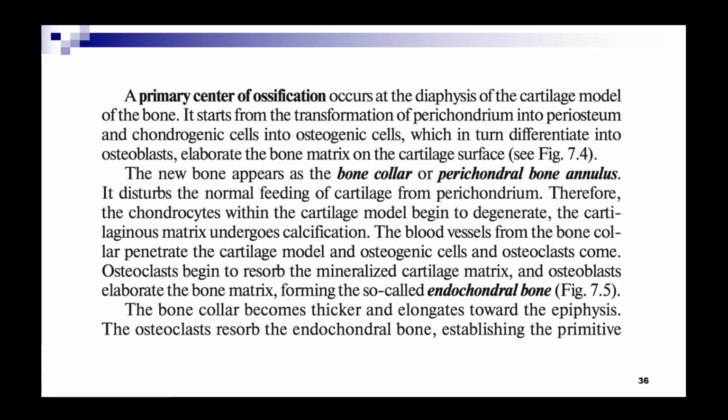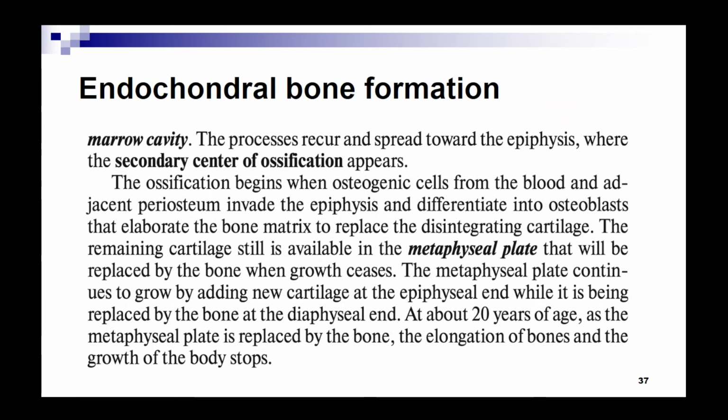The bone collar becomes thicker and elongates toward the epiphysis. The osteoclasts resorb the endochondral bone, establishing the primitive marrow cavity. The process of resorption spreads toward the epiphysis, where the secondary center of ossification appears.